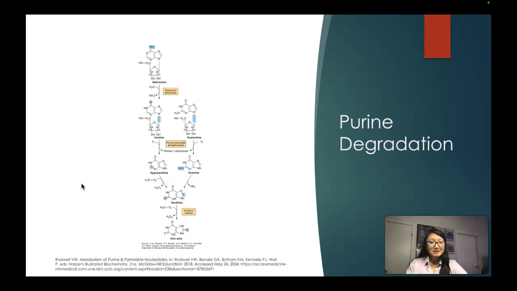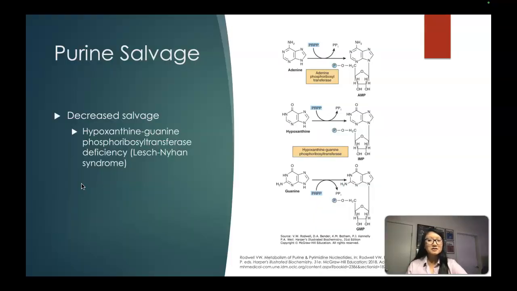So a defect in purine salvage, such as a deficiency of the enzyme hypoxanthine guanine phosphoribosyltransferase, or HGPRT, also known as Lesch-Nyhan syndrome, will lead to decreased purine salvage, and subsequently more purines will be degraded to uric acid. Therefore, we should see an elevated level of uric acid being released in the blood and urine.